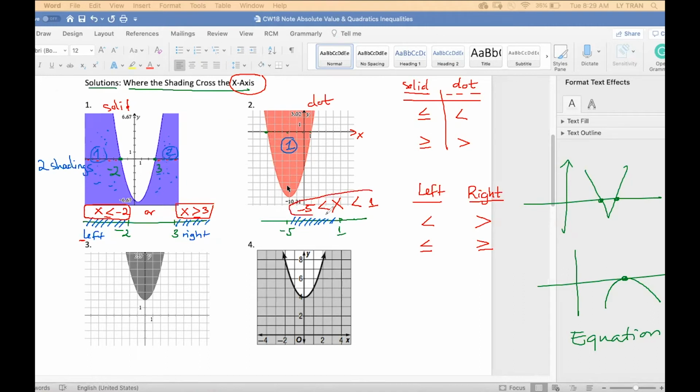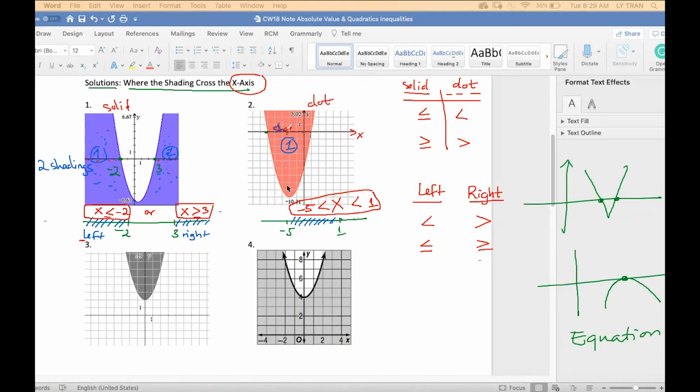As you can see, the quick way to look at it and remember it is: if I have 2 shadings, I have to write it twice, one from the left and one from the right. If I only have 1 shading, this is only 1 shading, right?